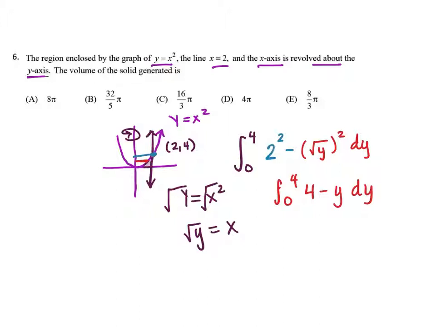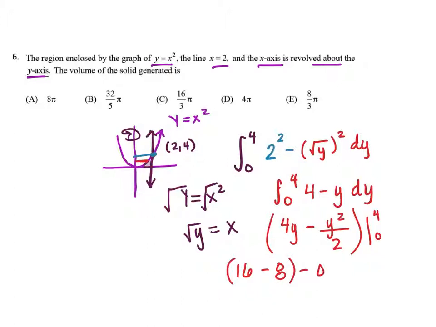And so when we integrate that, we have 4y minus y squared over 2, and we are evaluating that from 0 to 4. And so when we sub in 4, we're going to have 16 minus 16 over 2, which is 8. And then if we plug in our bottom point, we have 0. And so we're going to have 8 minus 0, or 8. And then, oh, I forgot my pi again. We've got to make sure we have pi in there. So that's going to be 8 pi. So that's going to be answer choice A.